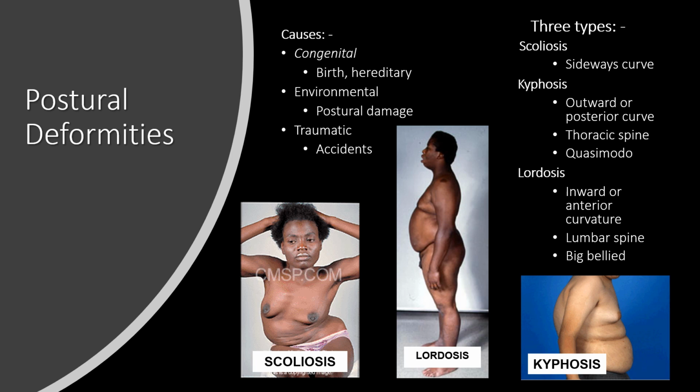So to recap, say scoliosis. This is the S-shaped curvature of the full length of the spine. Say kyphosis. This is a posterior curvature, always of the thoracic spine. And say lordosis. This is an anterior curvature of the lumbar spine. So they are the three postural deformities: scoliosis, kyphosis, lordosis.